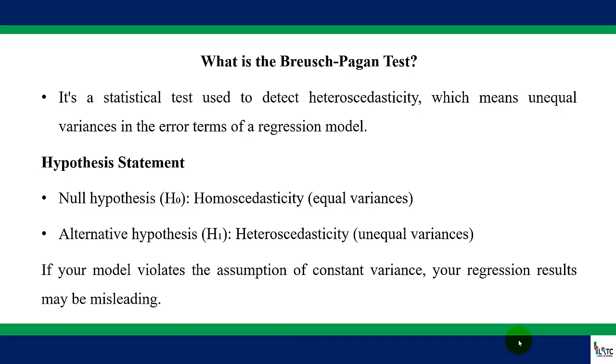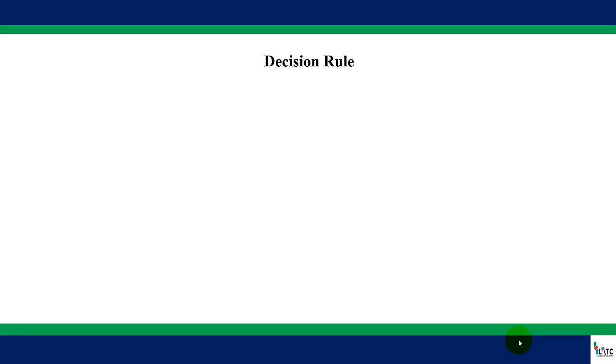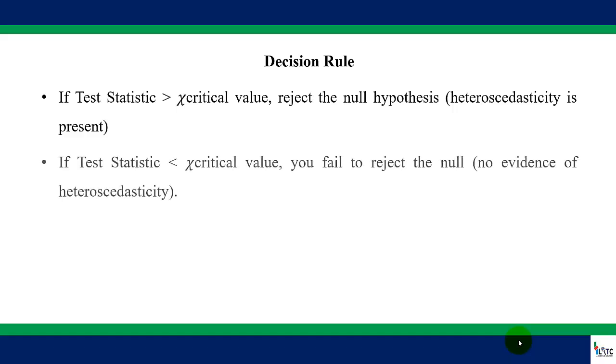This particular assumption is also very important, as I've said in the previous video. So if your model violates this assumption, then it means that your regression results will be biased and may be misleading. Now let us look at the decision rule.